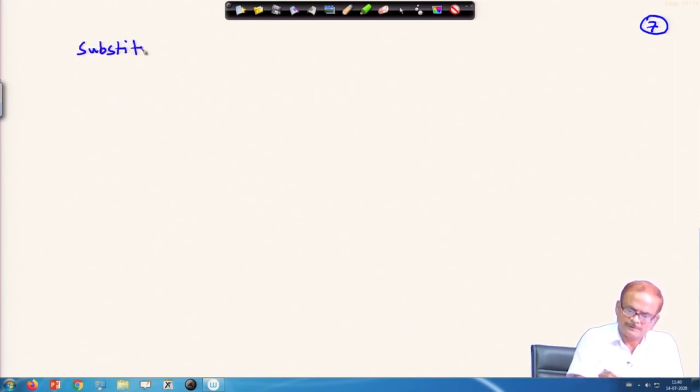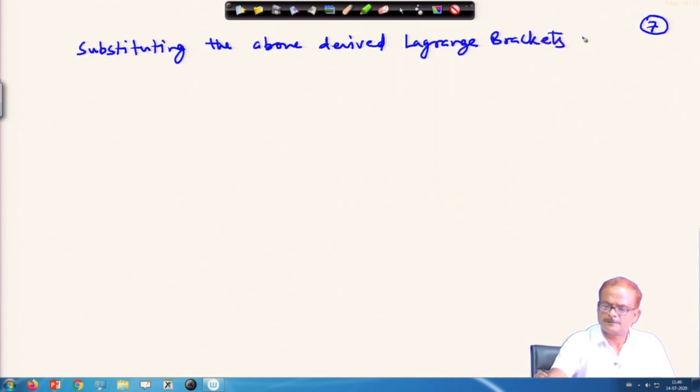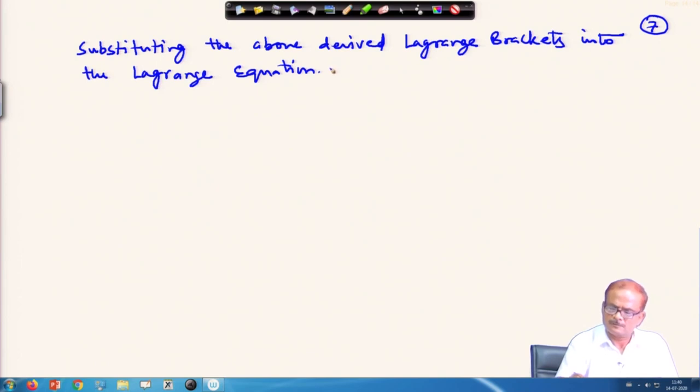So, substituting the brackets into the Lagrange equation, we have derived earlier.